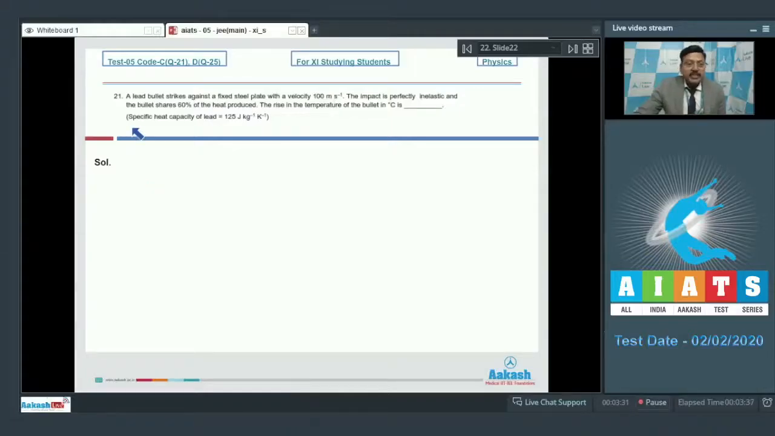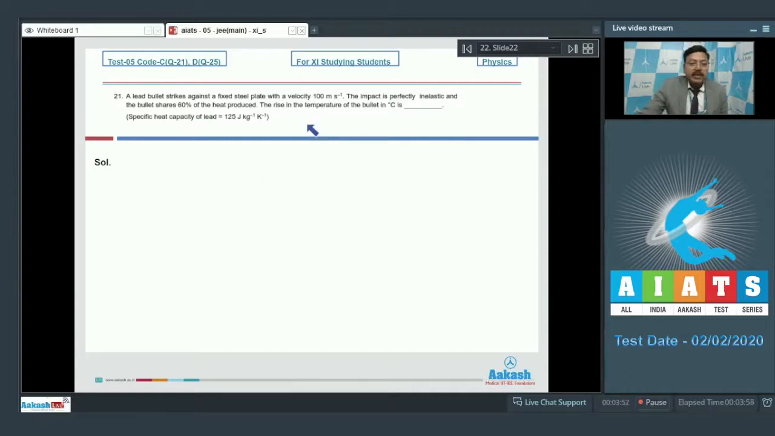Question 21 says, a lead bullet strikes against a fixed steel plate with a velocity of 100 meter per second. The impact is perfectly inelastic and the bullet shares 60% of the heat produced. The rise in the temperature of the bullet in degree C is.